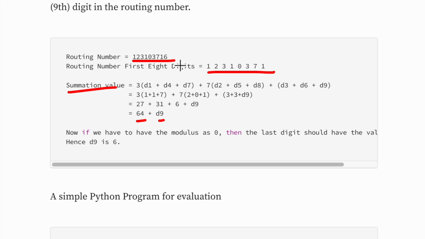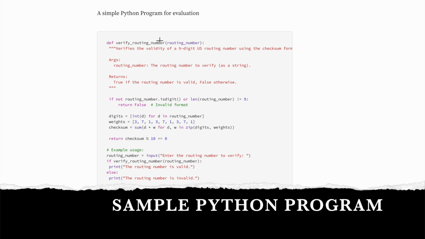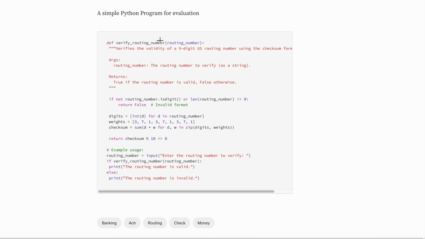Now finally, this is a Python program by which you can evaluate whether the given number is a valid or not valid routing number. This is a function which has been defined here, and you can see that you have the weights and you get the checksum, and then you take the modulus by 10, and if it is 0, that means it's a valid routing number, else it is not a valid routing number. So that's how you can validate routing numbers. Thank you very much.